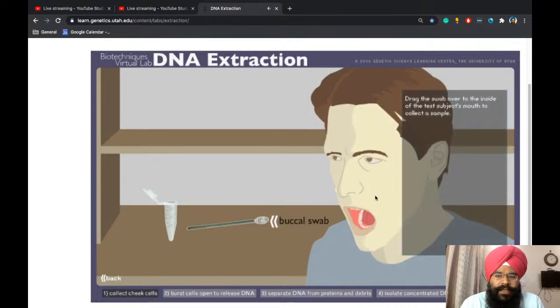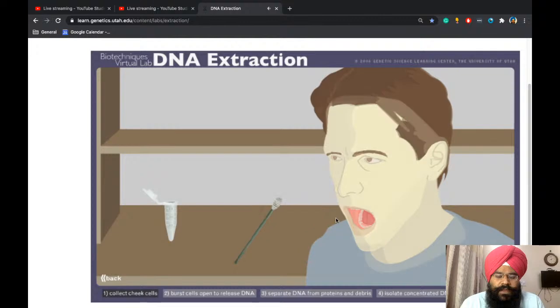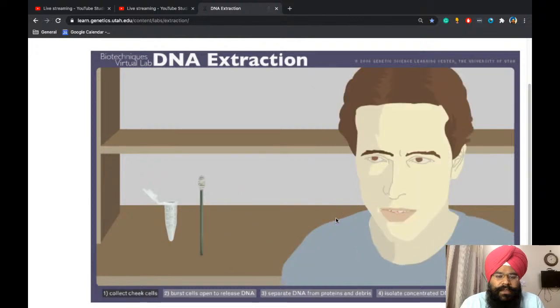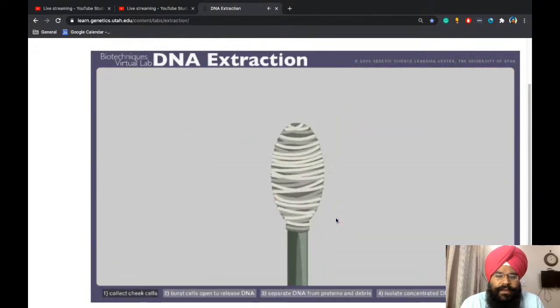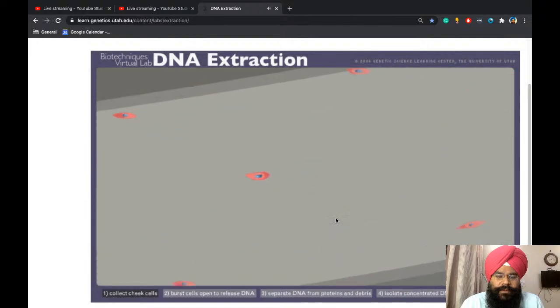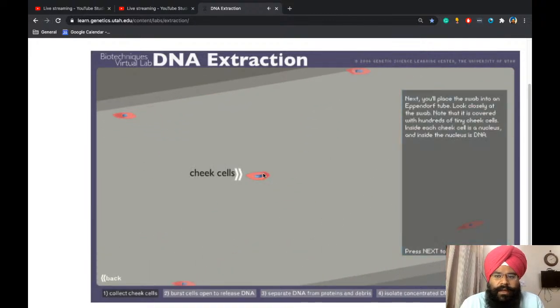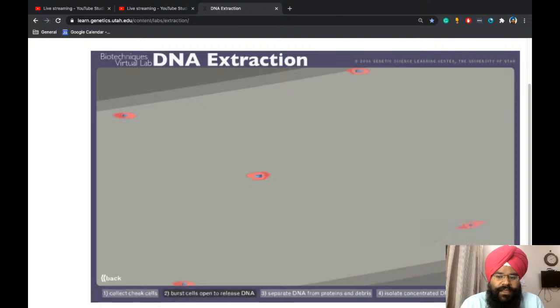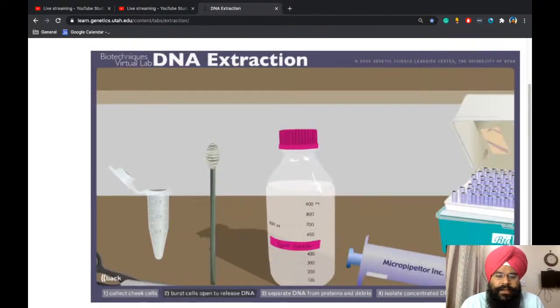Let's collect the cheek cells using the buccal swab, the same way we do it in a COVID test. We just took the normal buccal cells from the cheek with the help of the buccal swab, and now we will place the swab into the Eppendorf tube. We have lots of cheek cells there, and each cheek cell has a nucleus that we have to extract.